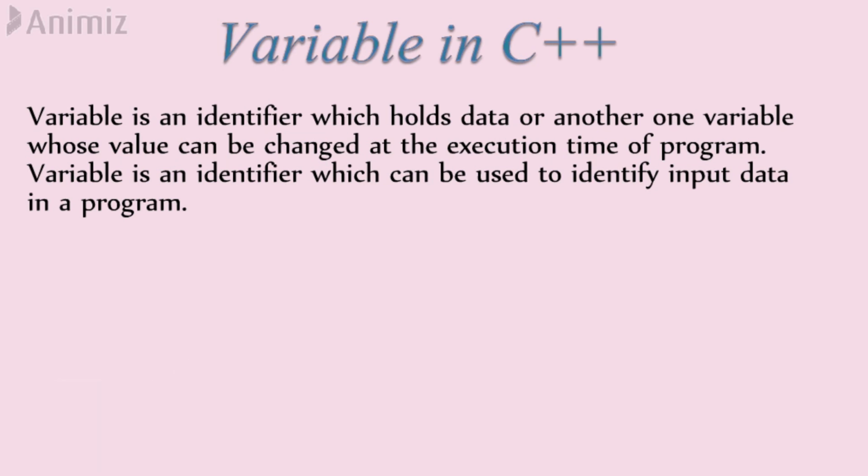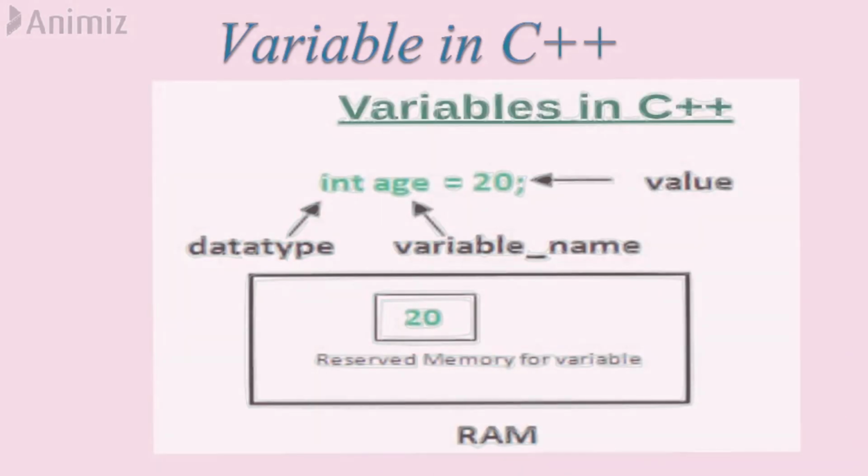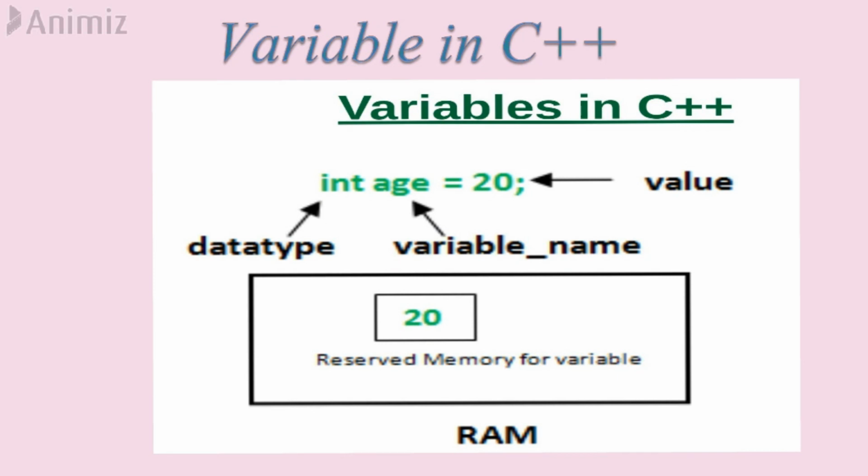With the help of an example, we can see this. Let's take the example. In this example, the data type is integer, age is a variable name, and 20 is a value. The value 20 is stored inside the age variable, which is of type integer.